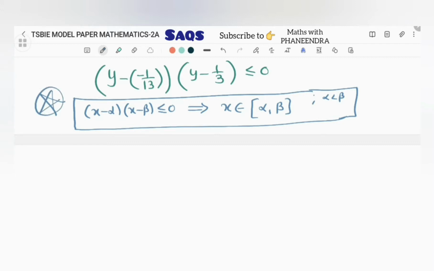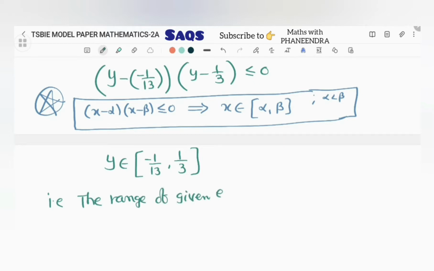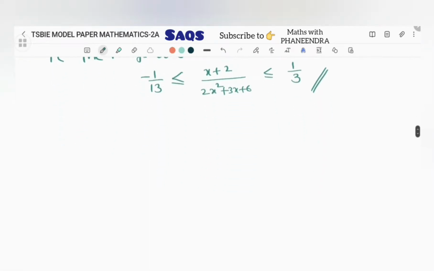So in place of x, y is there now. So according to this, y belongs to closed interval of alpha value minus 1 by 13 comma 1 by 3. So that is the range of the given expression. You can write like this: minus 1 by 13 is less than or equal to (x plus 2) by (2x square plus 3x plus 6) is less than or equal to 1 by 3. I hope you people understand, dear students. We'll move to the next question.